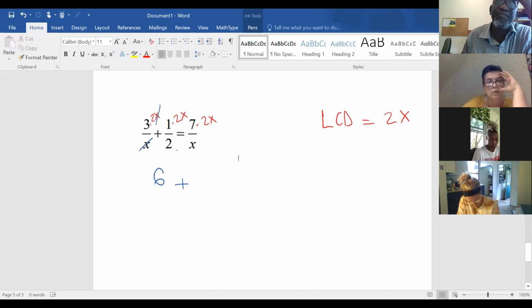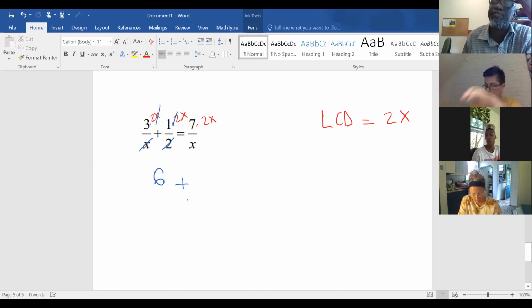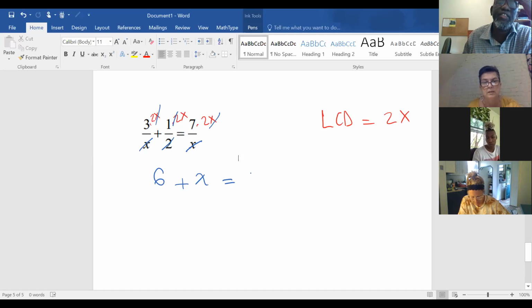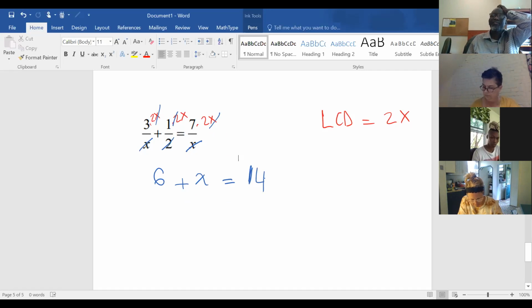Plus, look at the second fraction. What can we cross out? The 2's. These 2's are gone. What is left? x. 1 times x, which is x, right? Look at the last one right here. What can we cross out? The x. How much left? 14. You see that? So we subtract 6, so we get x equal to 8.